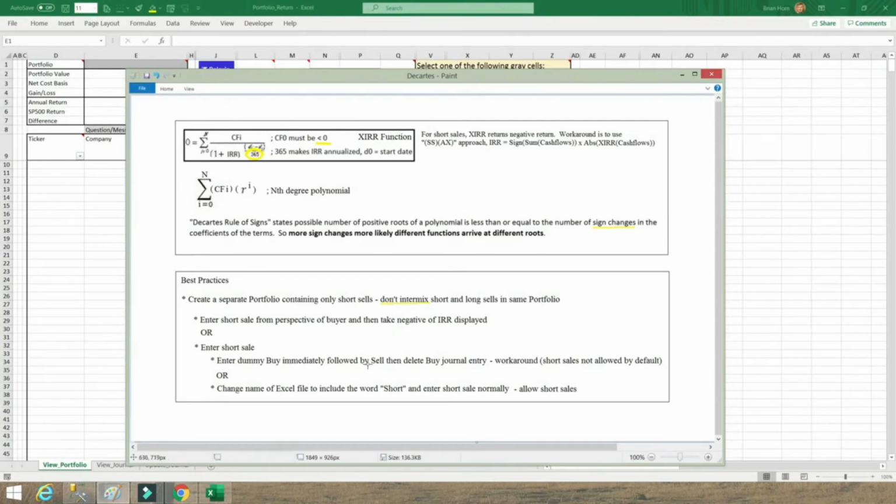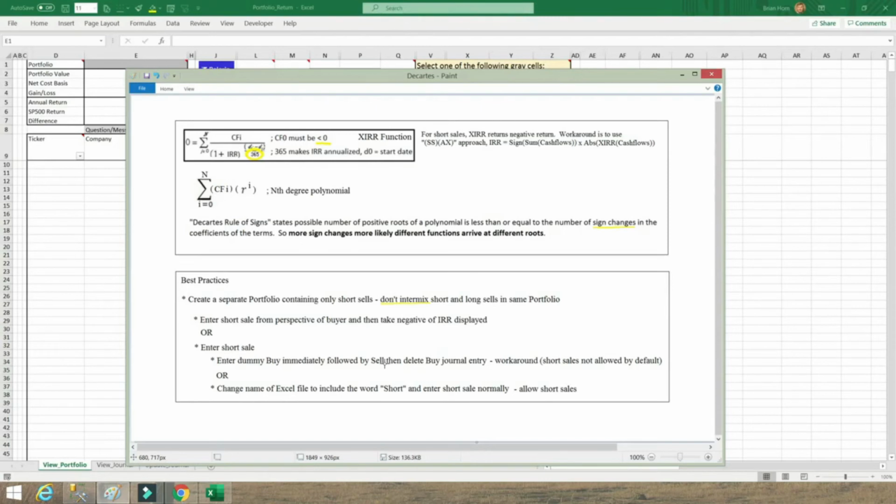The best practice just mentioned bypasses the need to enter short sale transactions, because short sales are treated like long buys. If you have a predominantly long buy portfolio and want to intermix a few short transactions in the same portfolio, you can enter a short sale using a dummy long buy transaction, which was discussed in the journal entries video, and then follow it by a sale of the same amount.